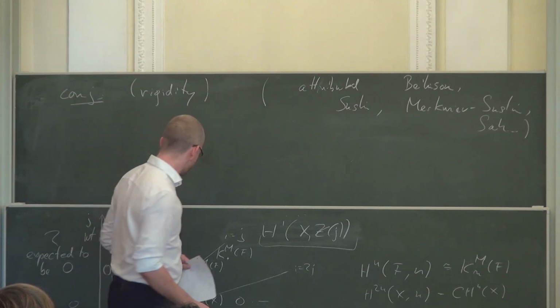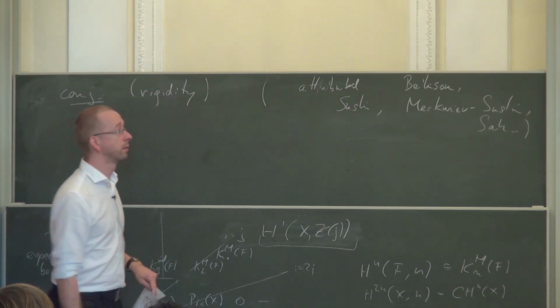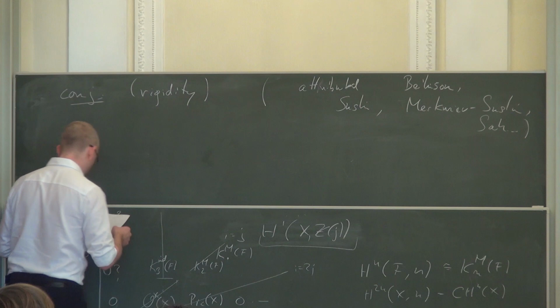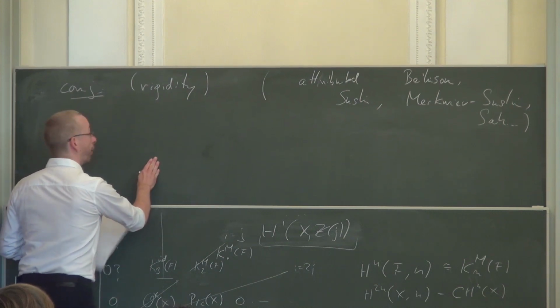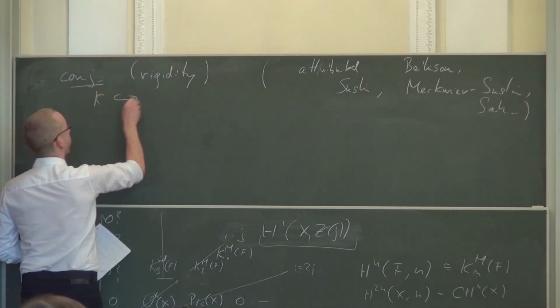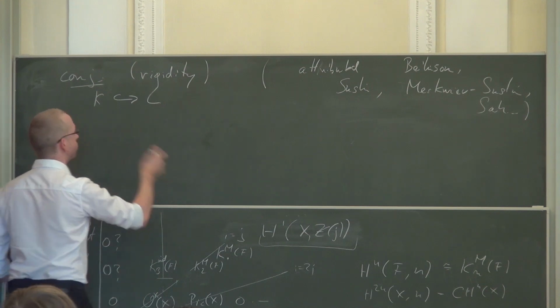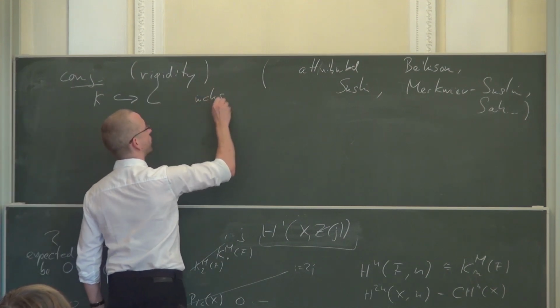So rigidity is a statement about H^1, so the first motivic cohomology. Namely, let me formulate it like this. So we take K into L an inclusion of algebraically closed fields.